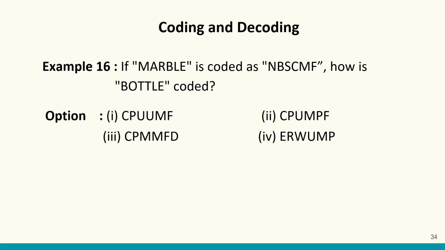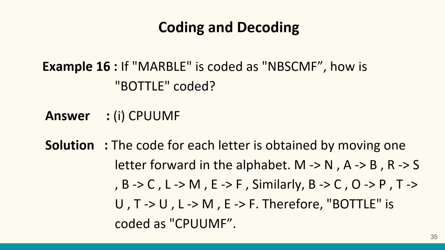Then marble is coded as NBSCMF. So we have to find the code for bottle. Again, marble, I can see plus 1, M to N, A to B is plus 1, R to S is plus 1, B to C is plus 1, L to M is plus 1, and E to F is also plus 1. So again, each term is being increased by plus 1. So we'll do it here quickly. C, P, U, U, M, F. So our code will be CPUUMF, which is option number 1. So option number 1 will be the correct answer.